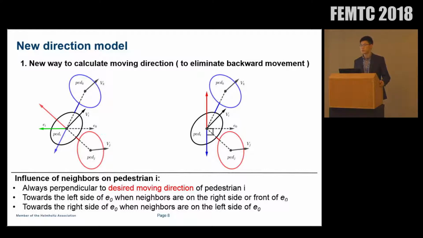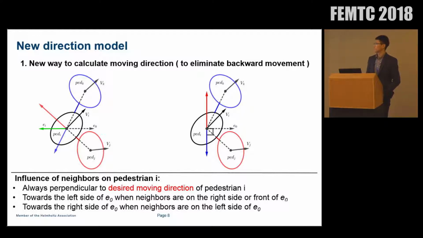And there is a special case when the pedestrian is located in front of the desired moving direction. In this case, I think the direction of influence is decided by many factors, for example culture, nation, or land. In our model, in order to simplify, in this case the direction of influence is always towards the left side. And it can be described by the right figure.